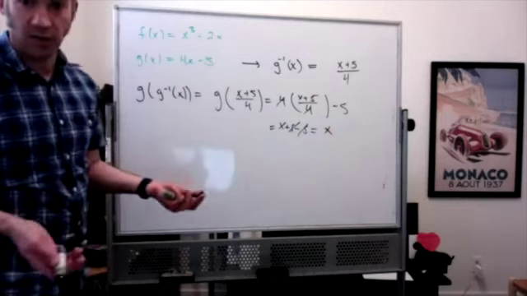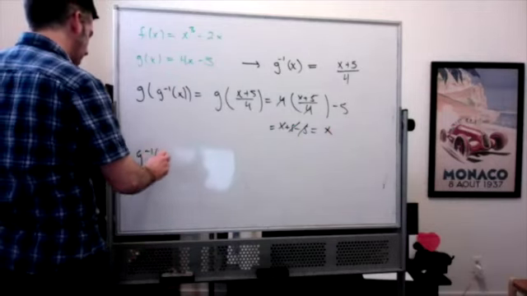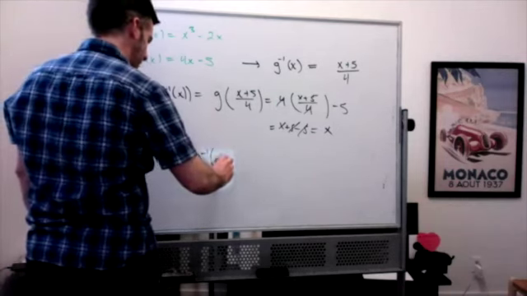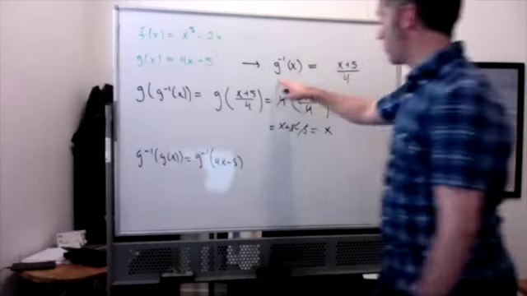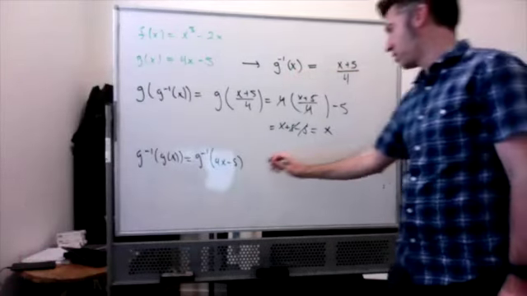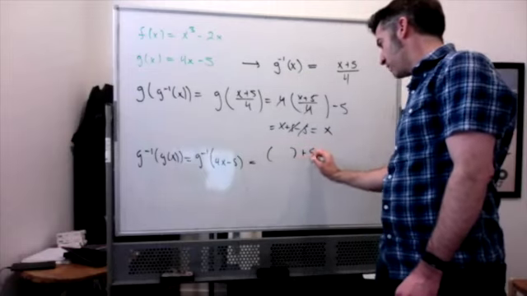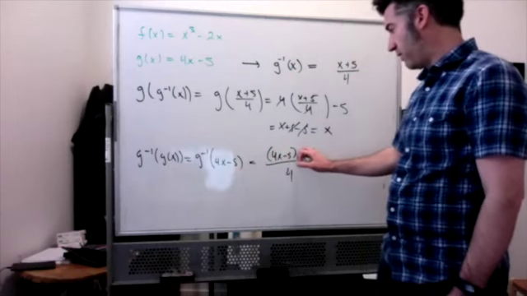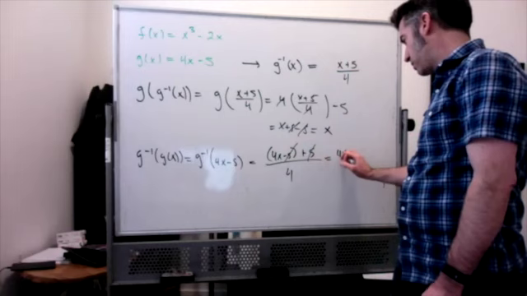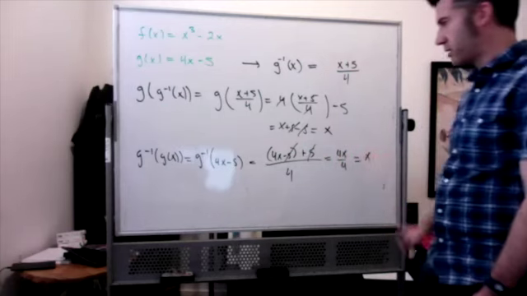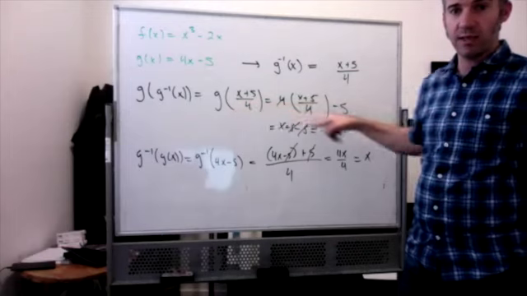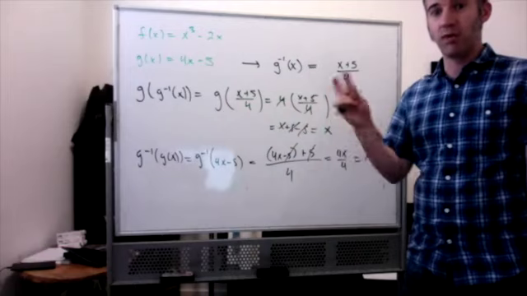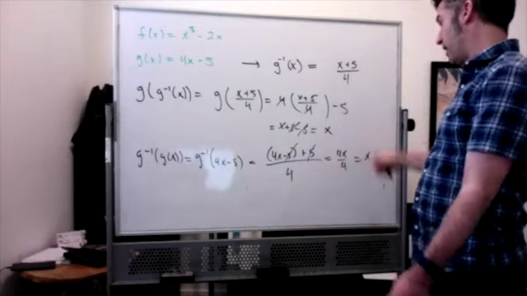And then we have to check the other way as well. G inverse of g of x is g inverse of 4x minus 5. And then g inverse of some stuff is your stuff plus 5 over 4. That's my stuff, minus 5 plus 5 cancels. So you get 4x over 4. The 4's cancel, you get x. So g of g inverse of x equals x, and g inverse of g of x equals x. That means they're inverse functions because both compositions are equal to each other and equal to x.